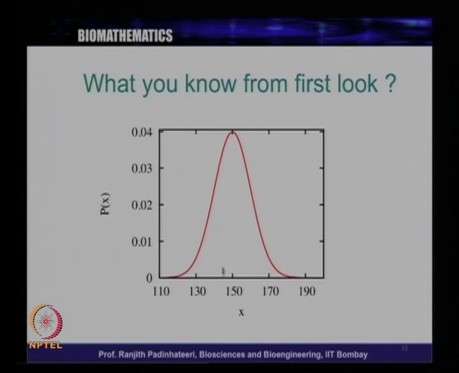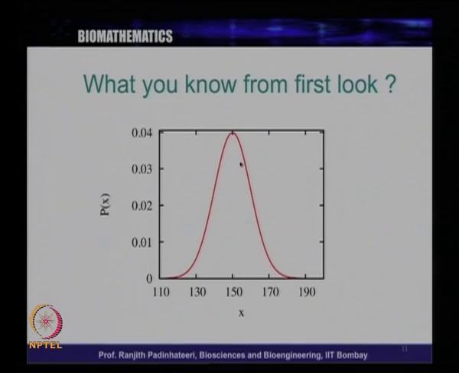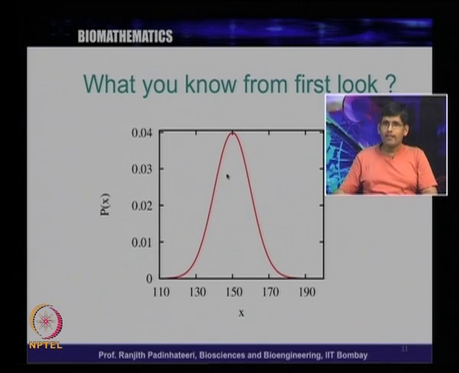What does this mean? X 0, the peak, is at 150. So, just by looking at the peak, we can know the average value. The average value is easy to find: just look at the peak. The position of the peak is 150, and that will be the average of this distribution. Now, how do we find the standard deviation? How do we find sigma?